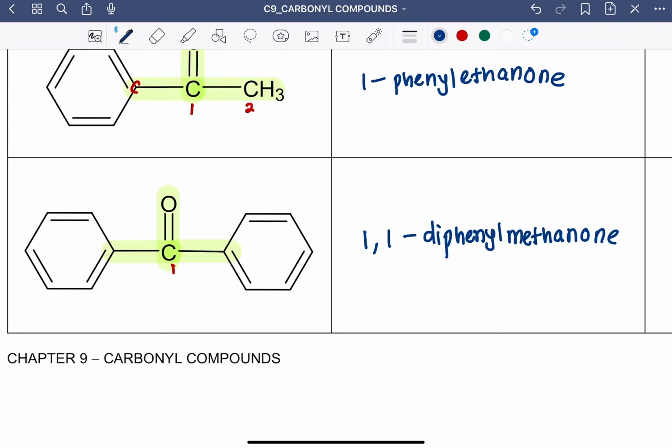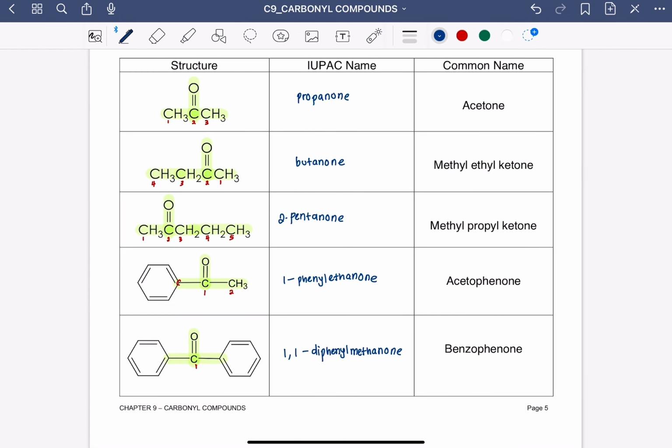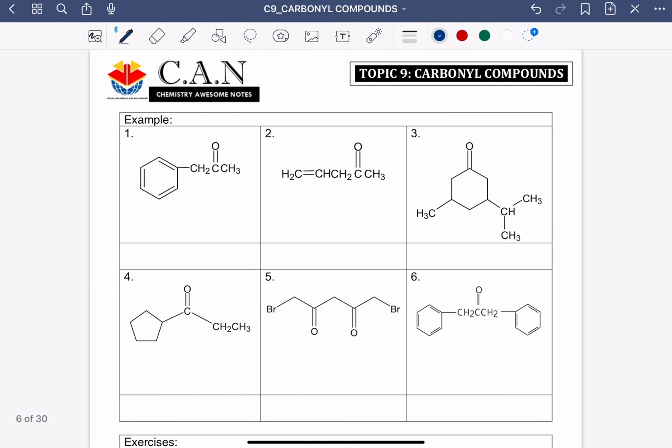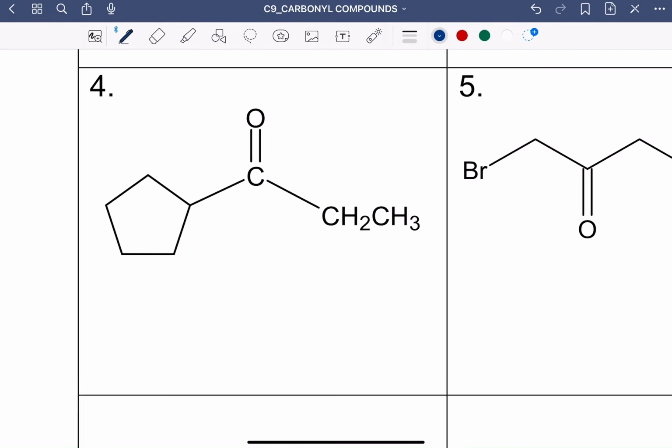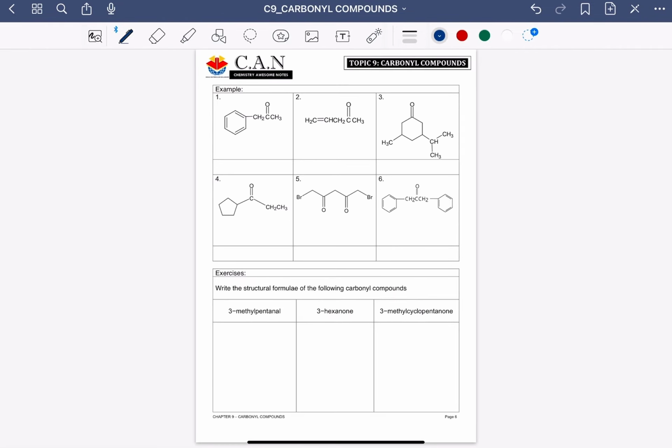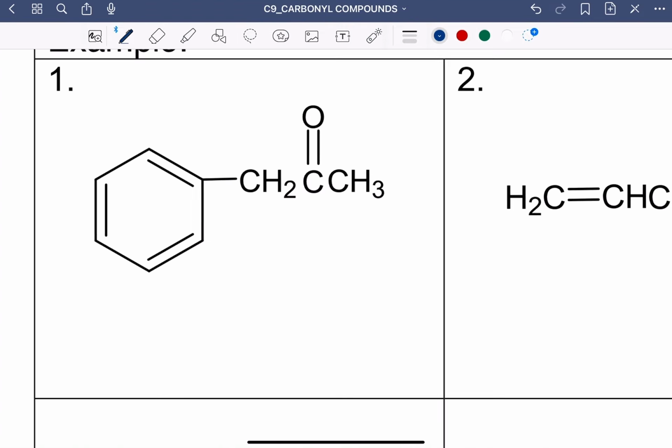Okay? So it also has a common name. I think you guys are also familiar with acetone, acetophenone. So these are the common names. Alright? But again, they will give you the IUPAC name. So let's see which one we want to try. So I guess let's try this one, number 4. Oh no, let's try this one.